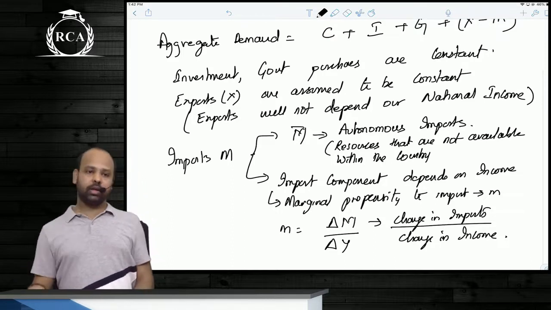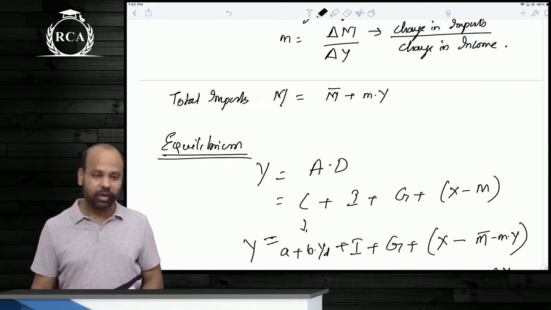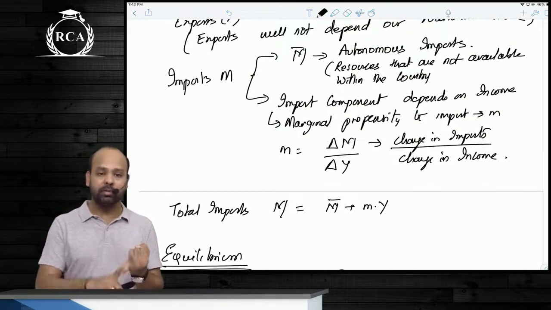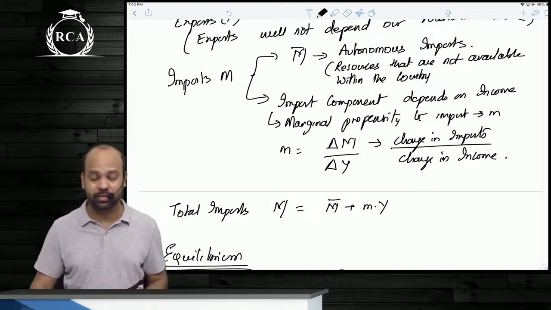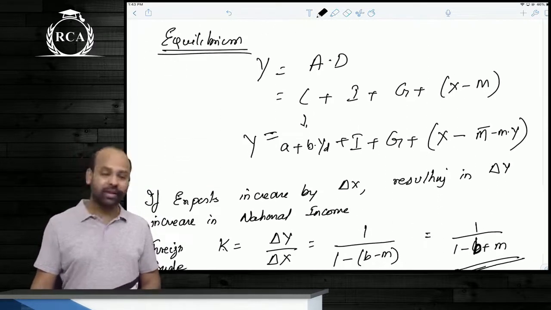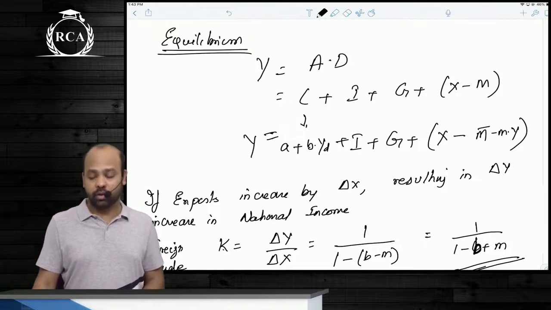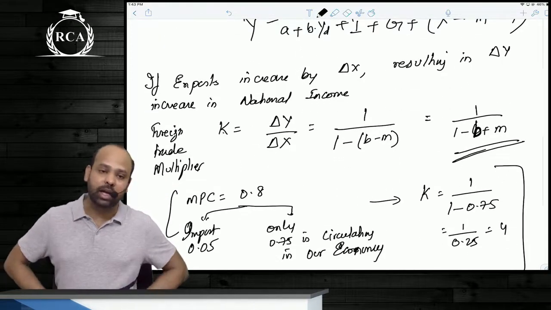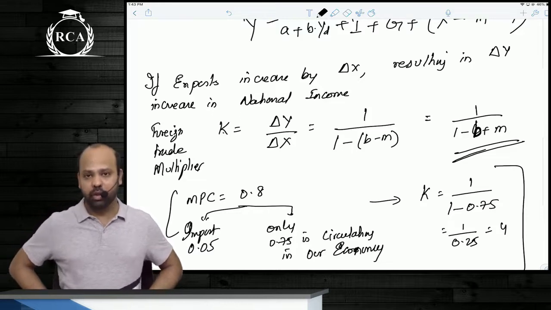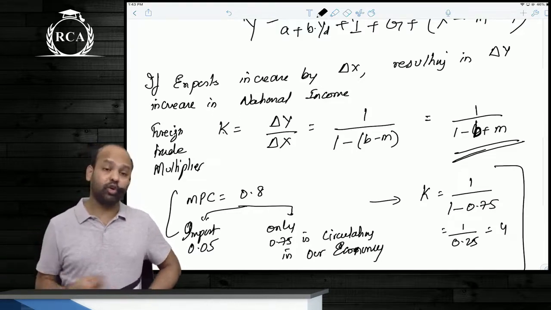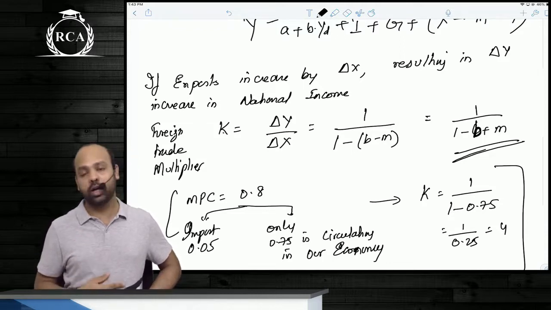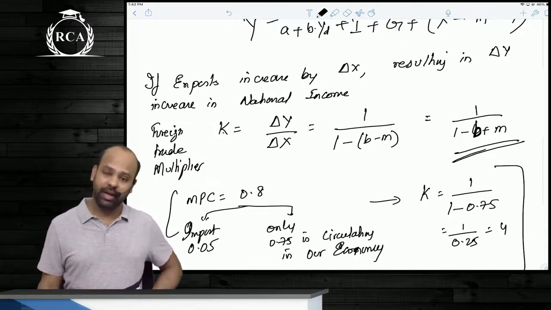Here you will have to be careful. Aggregate demand will comprise not only consumption, investment, government purchases, but also net exports, that is X minus M. You'll have to be careful regarding the formulas. Your multiplier will get affected. It will be 1 divided by 1 minus b plus m. Because part of the income is going out of the country in the form of imports, the multiplier effect will reduce.